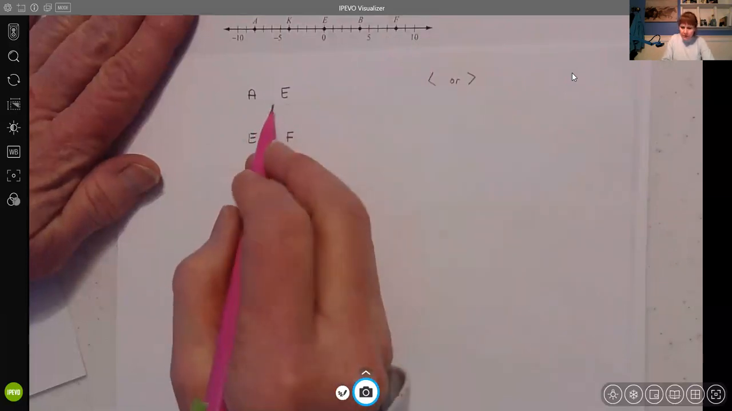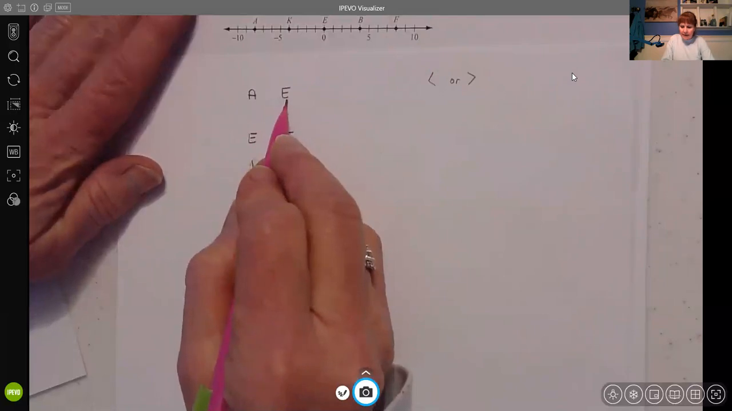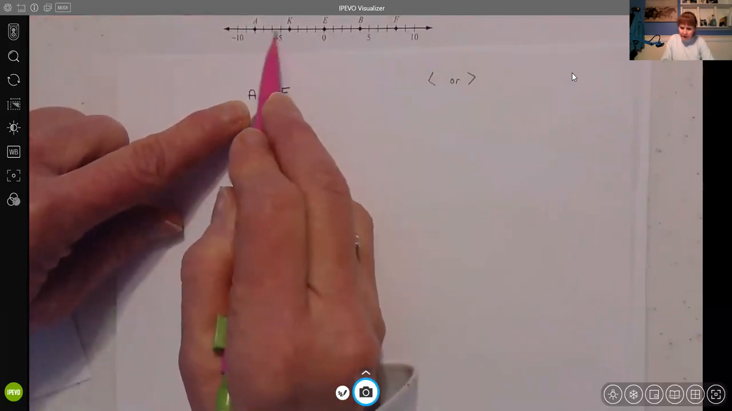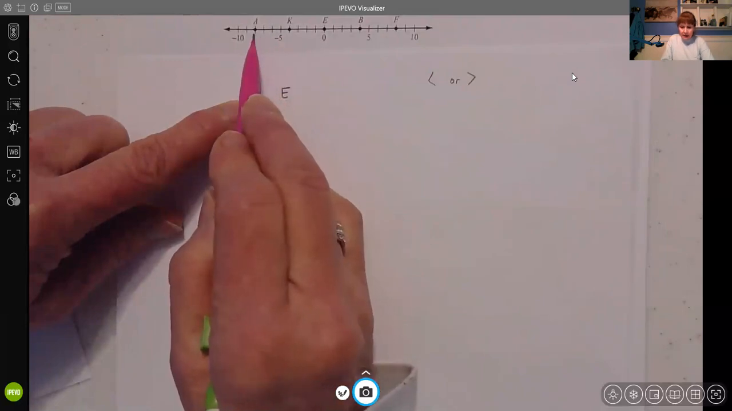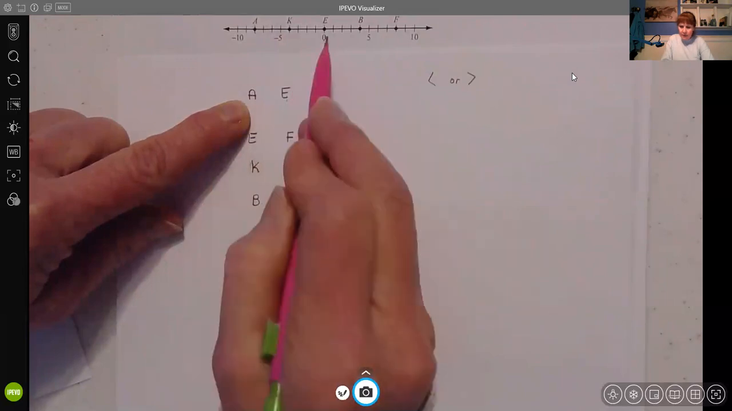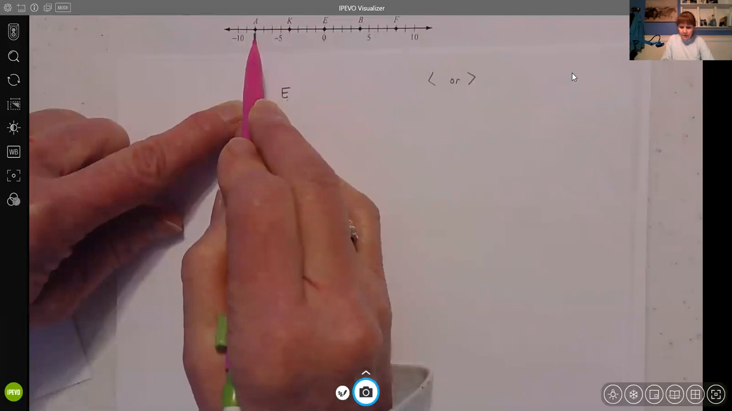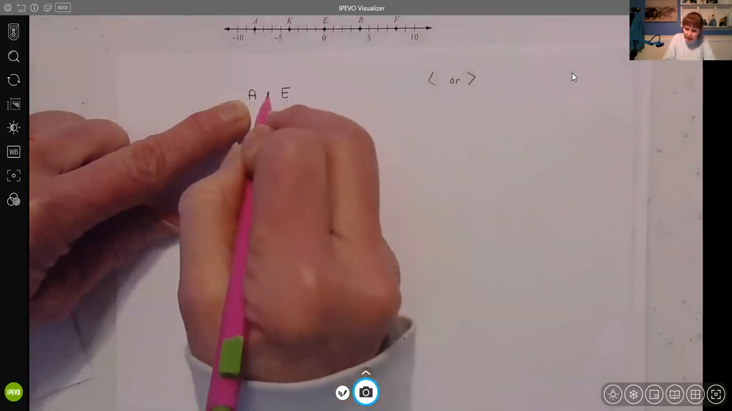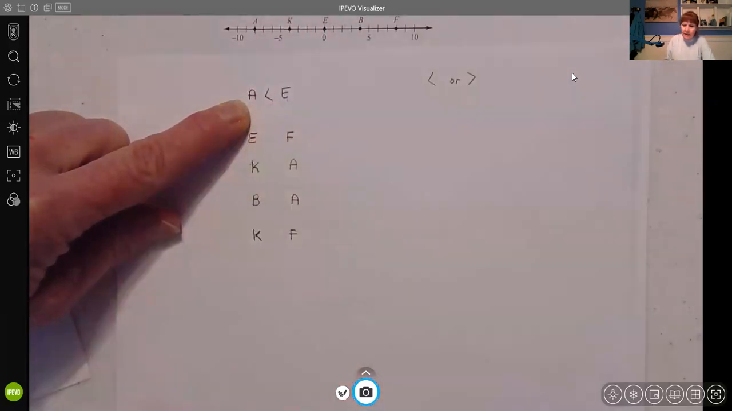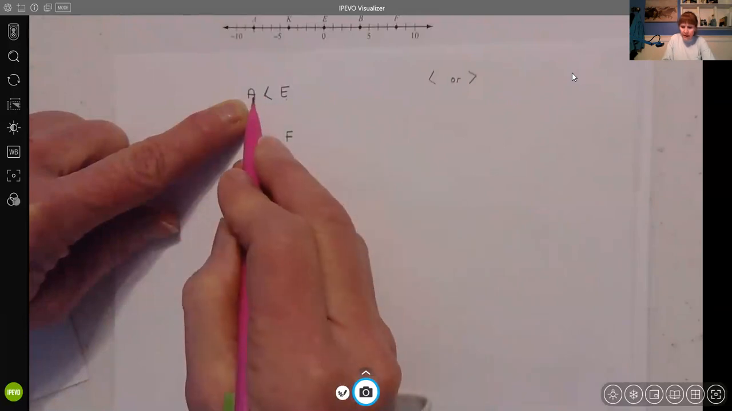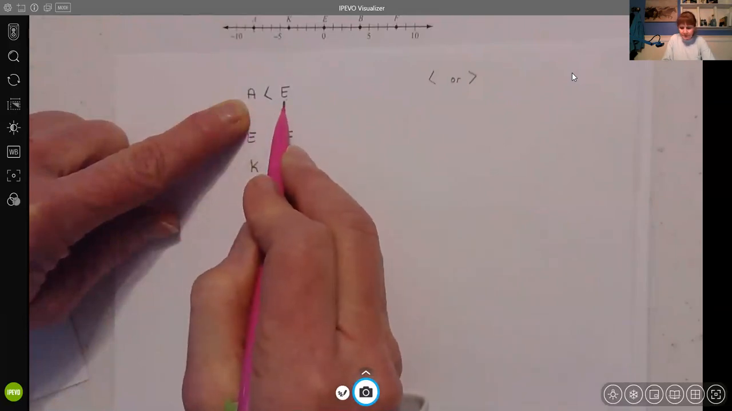So let's compare two of these. Let's compare A and E. So A, which is about -5, -6, -7, -8. So how does -8 compare to E, which is 0? Well, -8 is to the left on the number line. So A is less than E because it's to the left on the number line. Always have the symbol pointing in towards the smaller number. A is less than E.